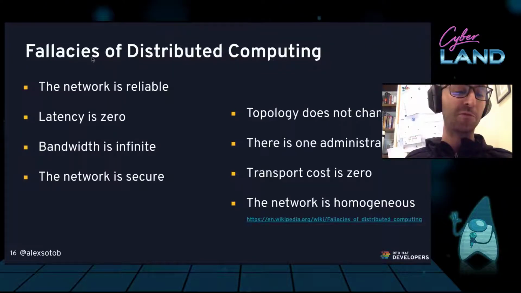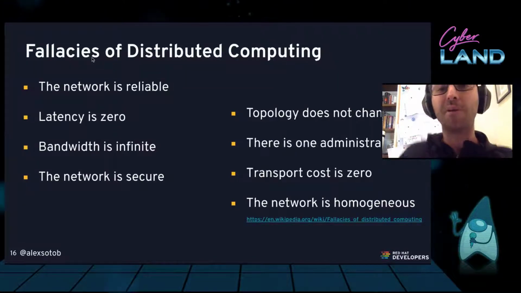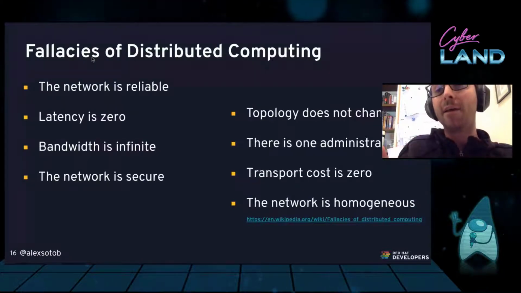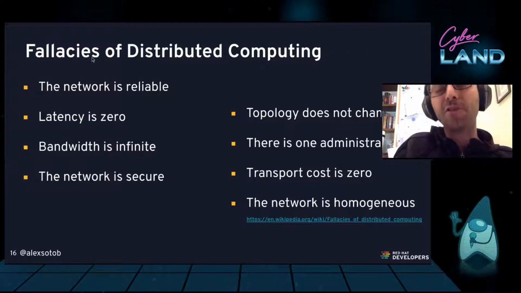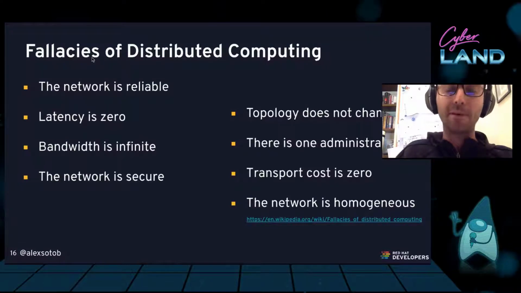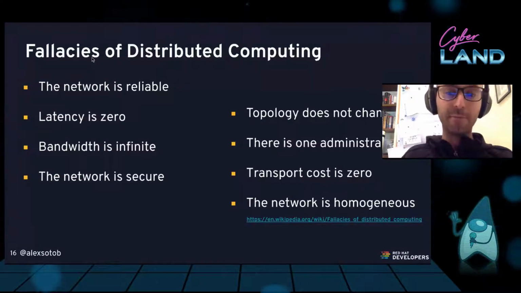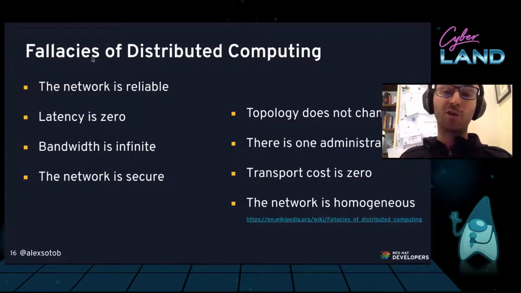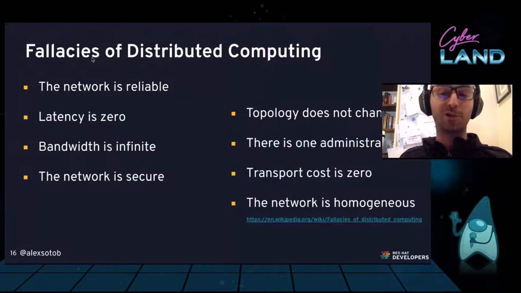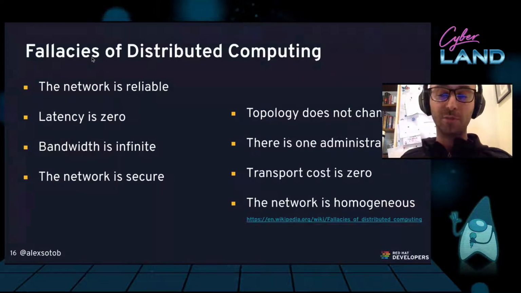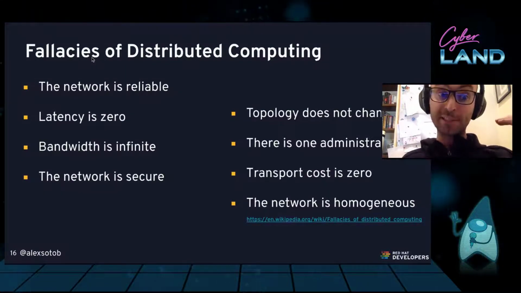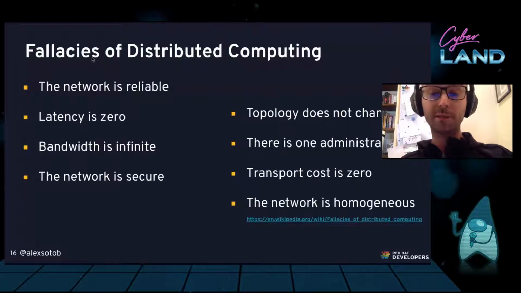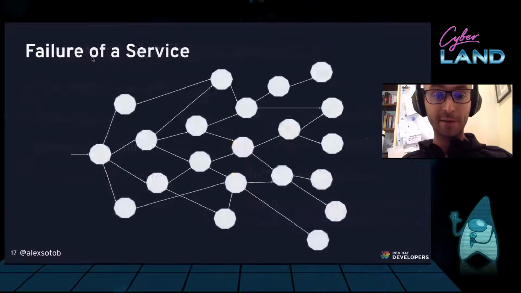We also tend to think that the network is secure. I mean, at the end, it's inside our own backbone, so nobody can access this network. But the truth is that a lot of attacks happen within our backbone. We also tend to think that the topology does not change, that there is only one administrator, that the transport cost is 0, and that the network is homogeneous. So you can see that usually as developers, we might think that this is how the network works, but the truth is it's not working that way.